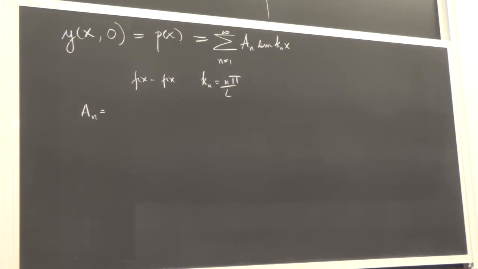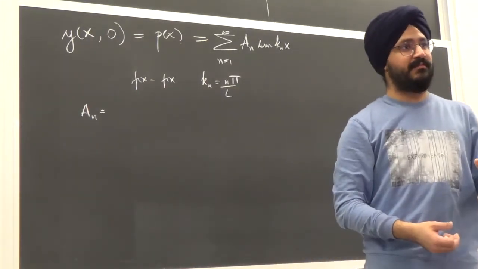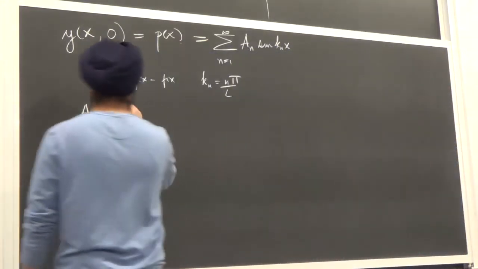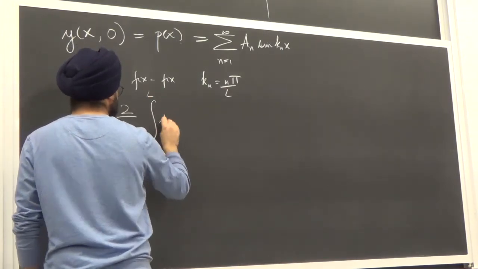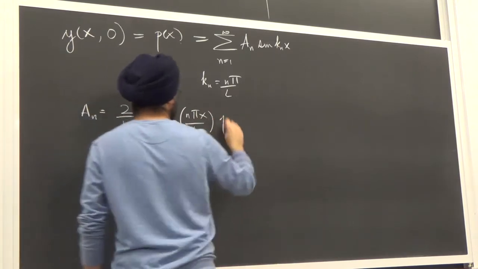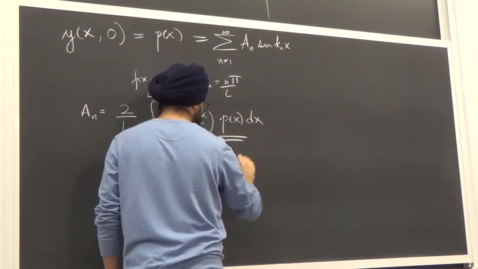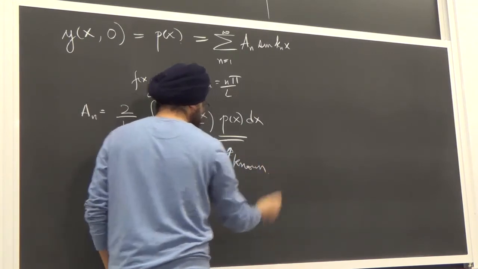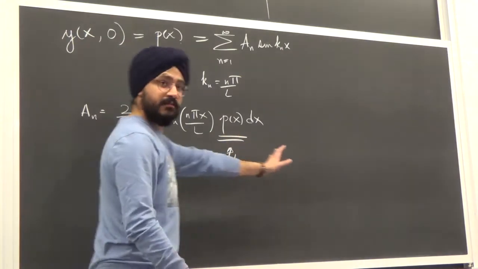But if we ask you this in a final exam or a question, we would help you do it. Okay. So to find them, a_n is just 2 over L times the integral from 0 to L of sine(n pi x over L) times p of x dx. Now this p of x will be a known function. Okay. You can solve for this whole thing.